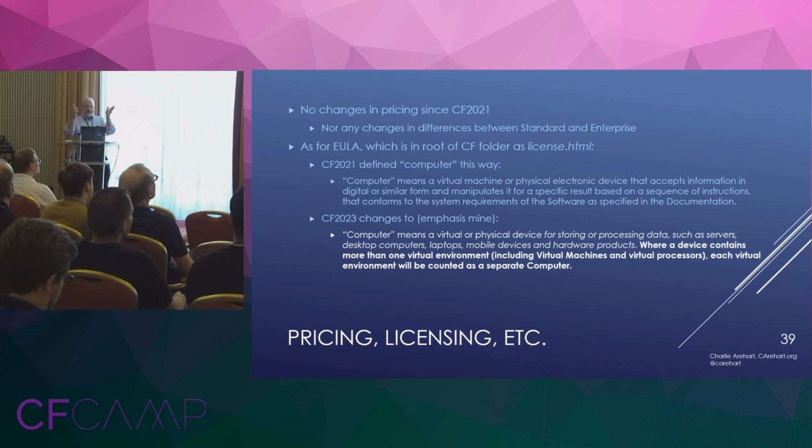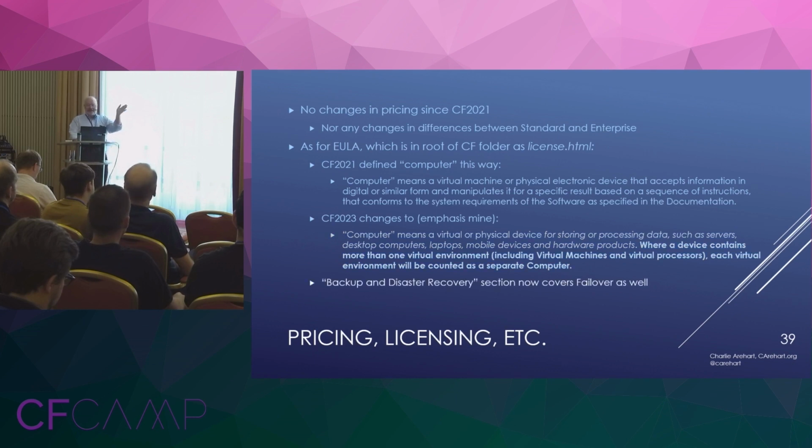italicized stuff, not really that significant, but the bolded part says where a device contains more than one virtual environment, including VMs or virtual processors, each virtual environment is counted as a separate computer. So their licensing is per computer, per server, so they're distinguishing how they handle virtual machines. So that's perhaps a bummer for some people to hear, but I'll leave you to take that up with Adobe. I don't work for Adobe, I'm just the messenger.